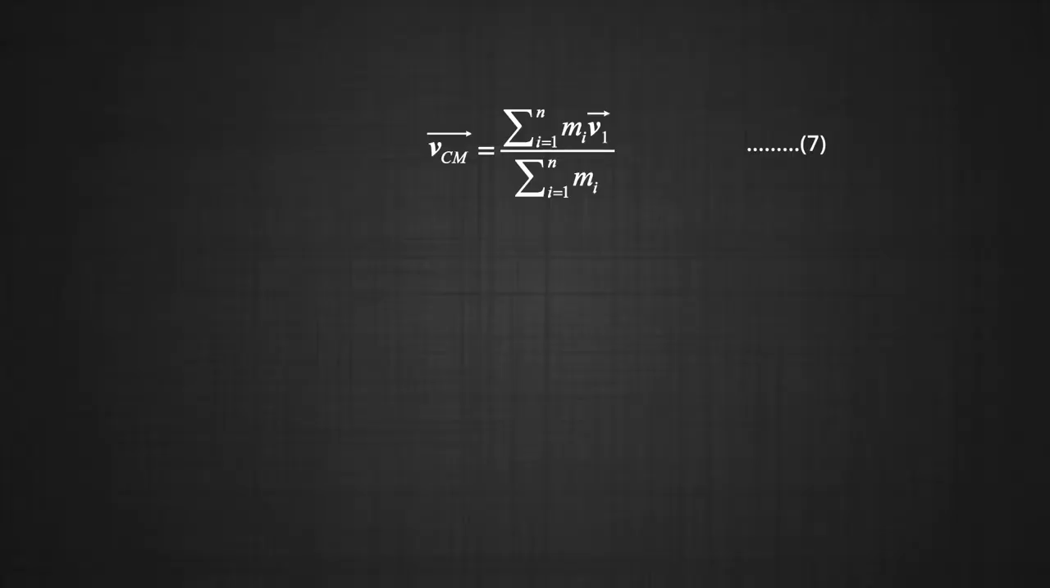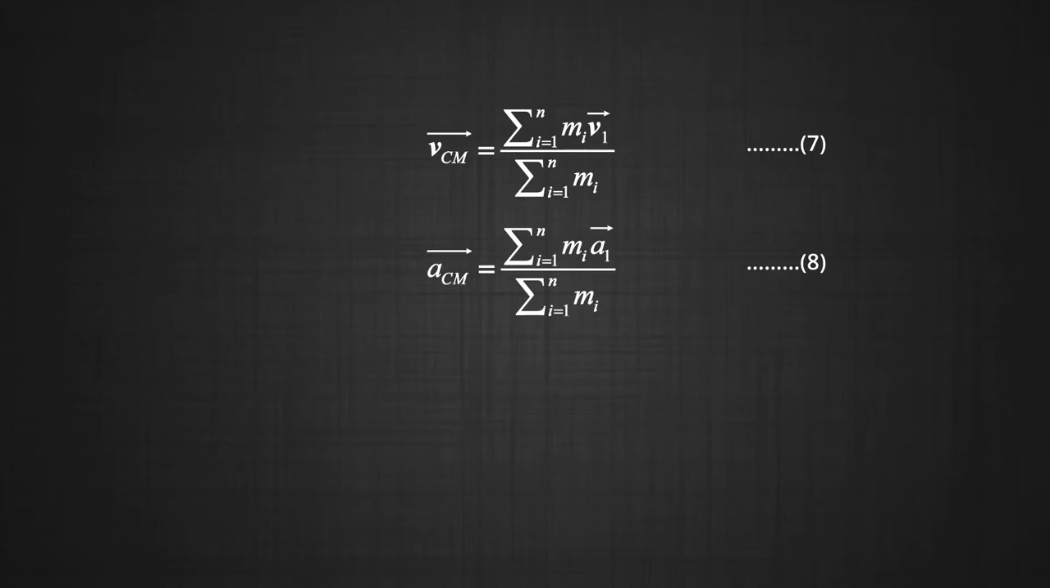The above expression for the velocity of the center of mass, which is equation 5b, can be extended to an n particle system in a similar way. V_CM can be written as summation i goes from 1 to n m_i v_i divided by summation i goes from 1 to n m_i. The above expression for the acceleration, using equation 5c, can be extended to an n particle system again as A_CM is equal to summation i goes from 1 to n m_i a_i divided by summation i goes from 1 to n m_i.